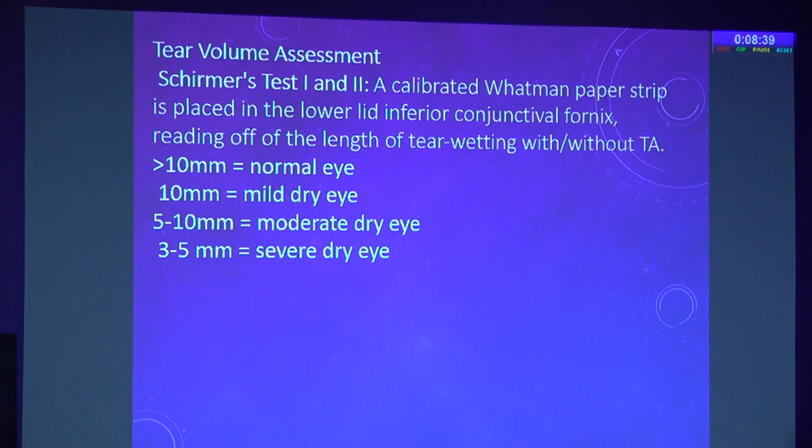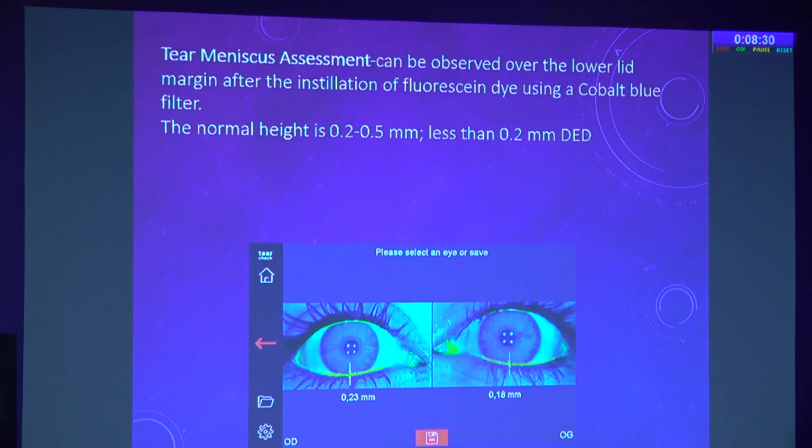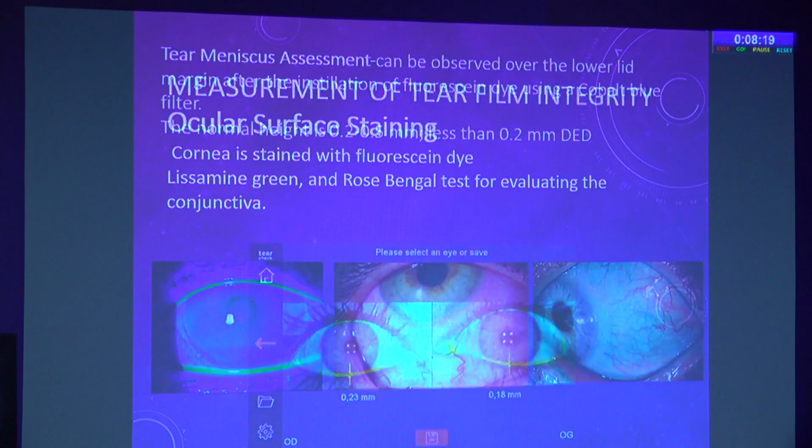Anything more than 10 is normal. We have to grade mild, moderate, and severe dry eye according to the millimeters of tear volume. Next, tear meniscus assessment is a normal thing. We can look on the slit lamp after instilling fluorescent dye. Normal height is around 0.2 to 0.5. Anything less than 0.2 is significant.